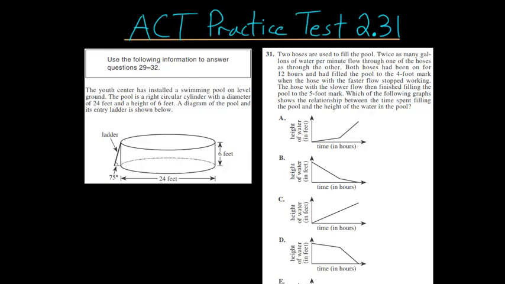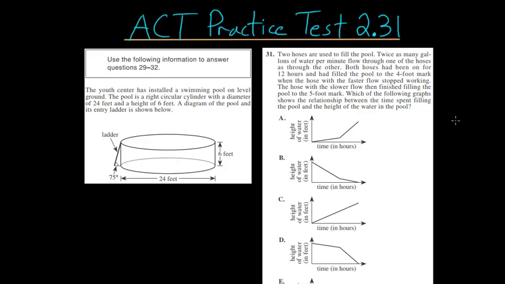For the 31st question on the second ACT practice test, 2 hoses are used to fill the pool. Twice as many gallons of water per minute flow through one of the hoses as through the other. Both hoses had been on for 12 hours and had filled the pool to the 4-foot mark when the hose with the faster flow stopped working. The hose with the slower flow then finished filling the pool to the 5-foot mark.